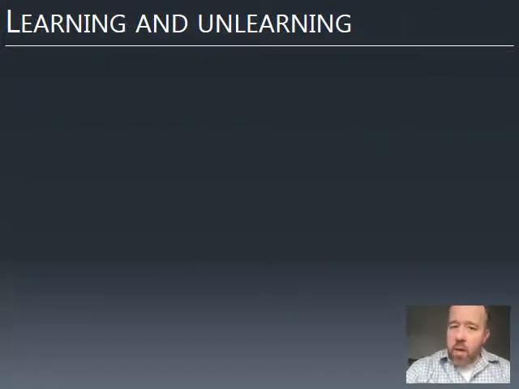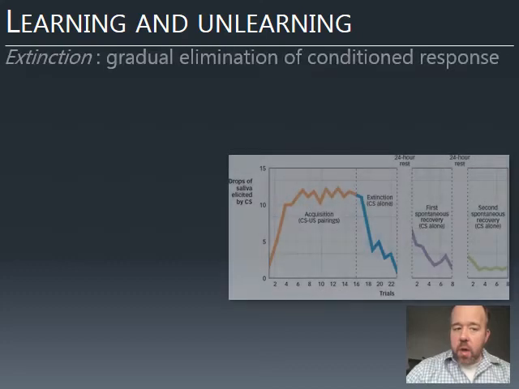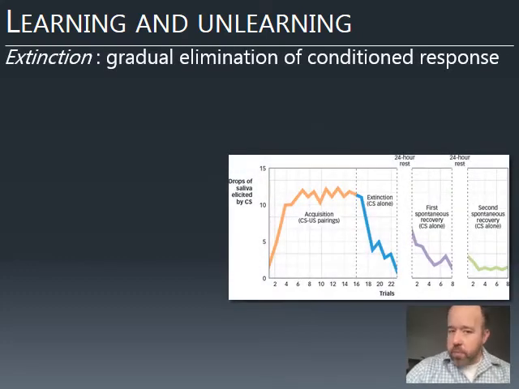Okay, so that's how we get classical conditioning. We pair a neutral stimulus with the unconditioned stimulus, and we end up getting the conditioned response. So the organism learns to associate that neutral stimulus with the unconditioned one that it responds to normally anyway. But that doesn't have to be permanent. Conditioning can last for a long time, including up to years or the organism's lifetime, but it can also be unlearned. And that's a process we call extinction.